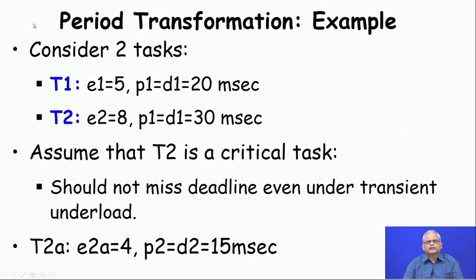Just to give an example, let us say we have task T 1 whose period is 20 millisecond, and requires 5 millisecond execution time. The task T 2 requires 8 millisecond execution time, but has a period of 30 millisecond. In the rate monotonic priority assignment, T 1 will be assigned the highest priority and T 2 a lower priority. Now, assume that T 2 is a critical task and T 1 is not so critical. So, we want that even if T 1 gets delayed due to some reason, T 2 should not miss its deadline.